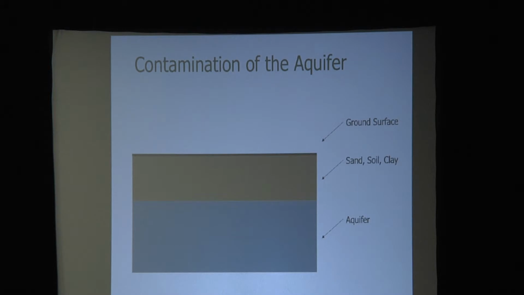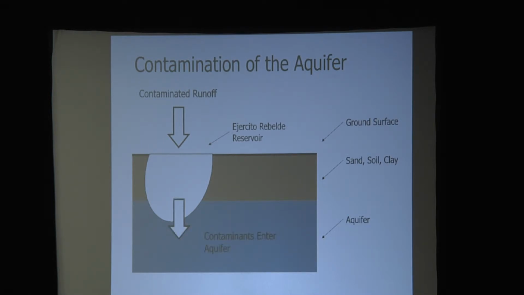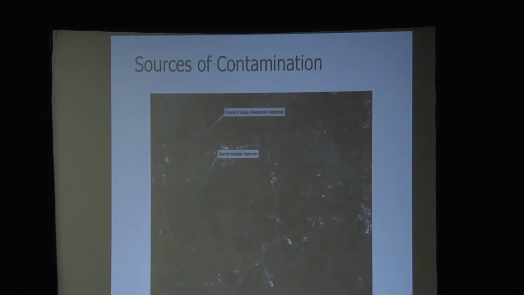The trouble is that the reservoir does something like that. It's deeper than the sand, soil, clay layer, so it penetrates the aquifer. Therefore, what happens is when we release contaminated runoff into the reservoir, we release contaminants into the aquifer. The aquifer goes downstream, is used for drinking water, causes quite some problems.